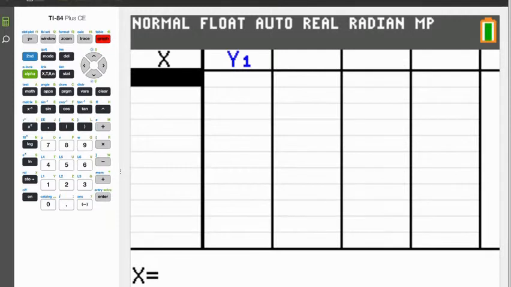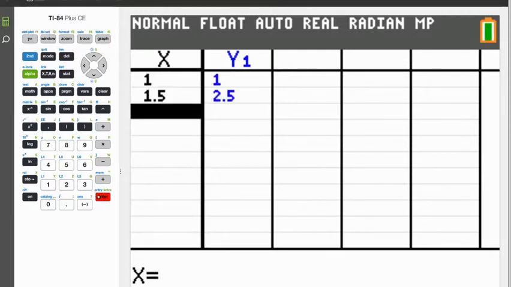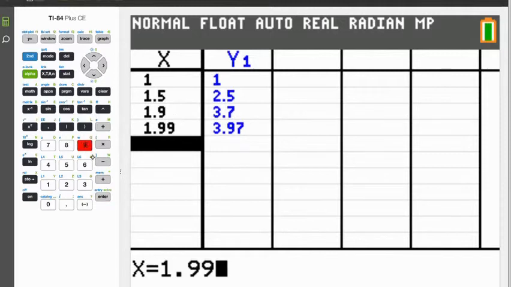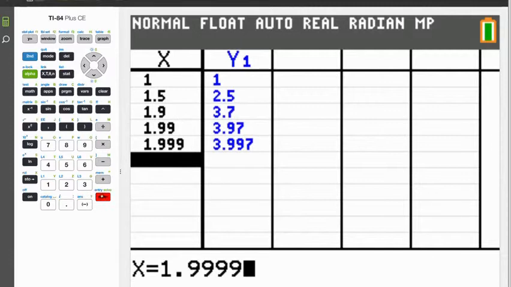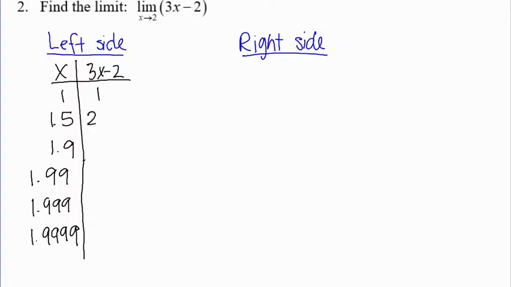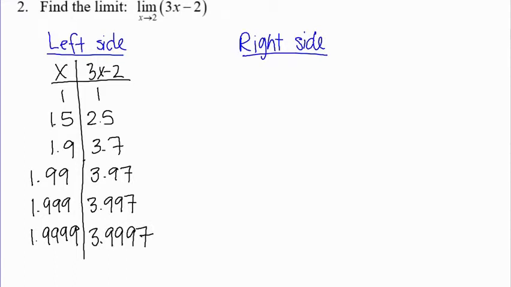So now if I go to the table, I can just type in my x values: 1, 1.5, 1.9, 1.99, 1.999, and 1.9999. And I can copy these down into my table. So you can see that I'm getting closer to 4. Let's see what happens on the right side.